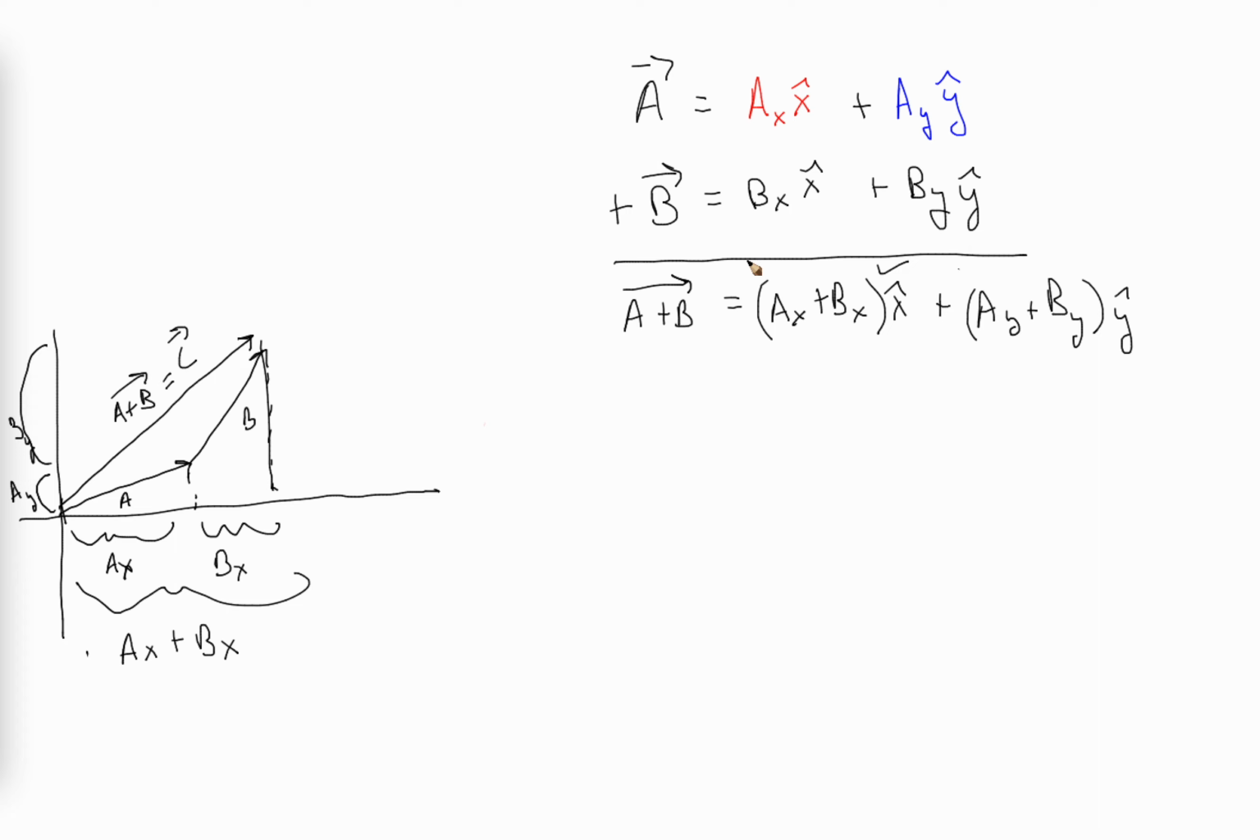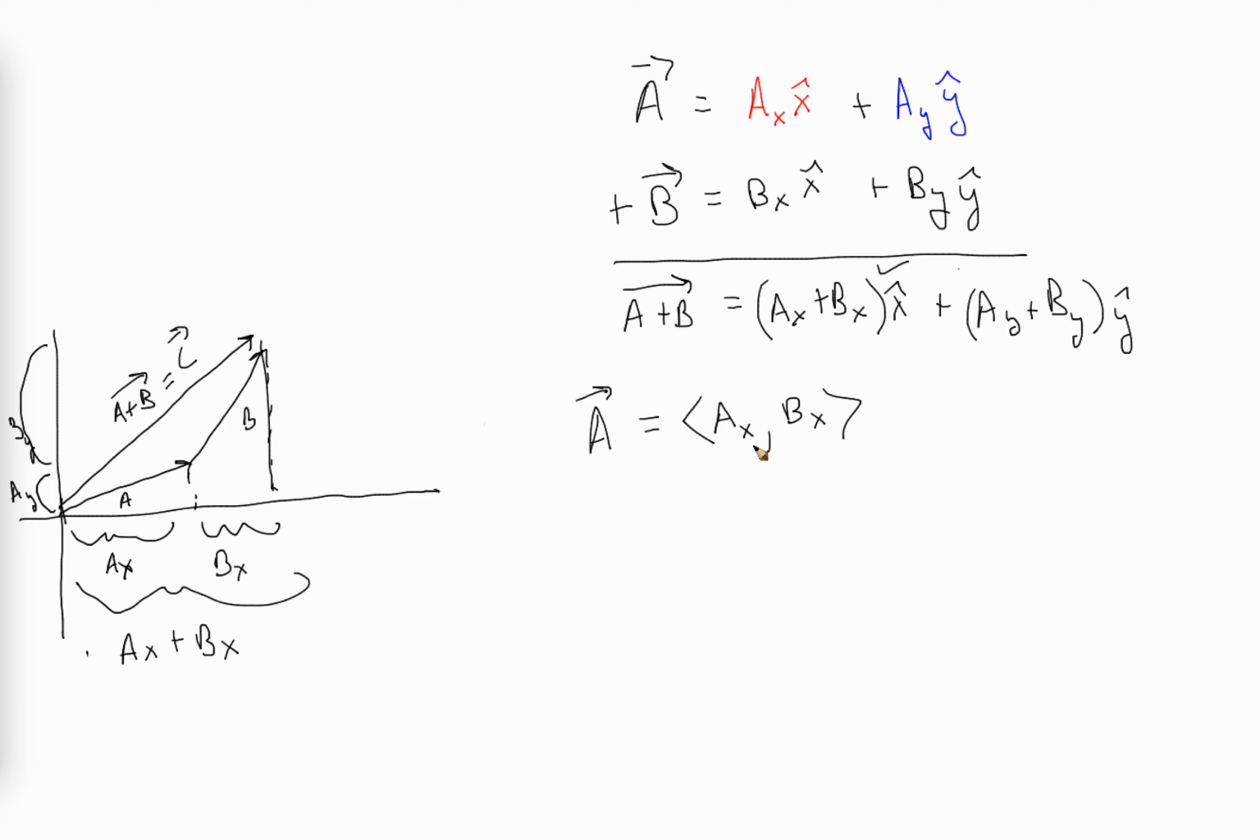So the x components add together and the y components add together. It gets to be a real pain to write this over and over again this way, so we introduce a new notation. We say that the vector a is equal to the components ax, ay. This hides a lot of information.